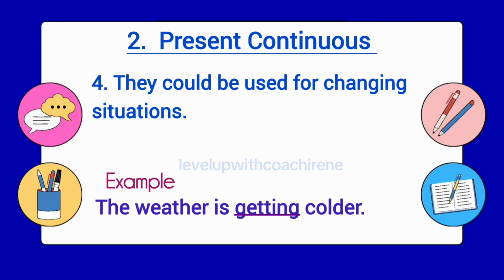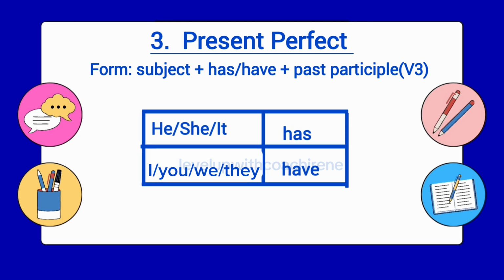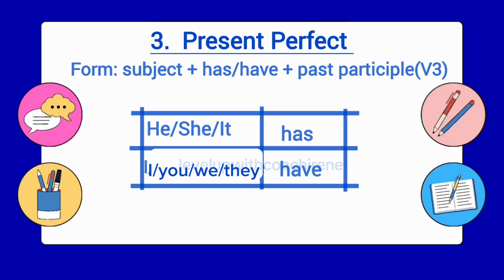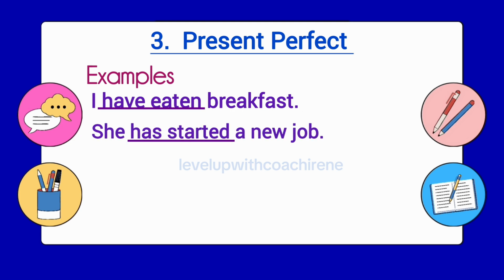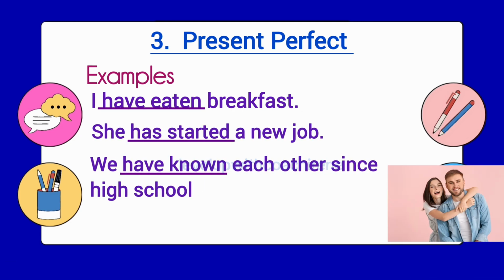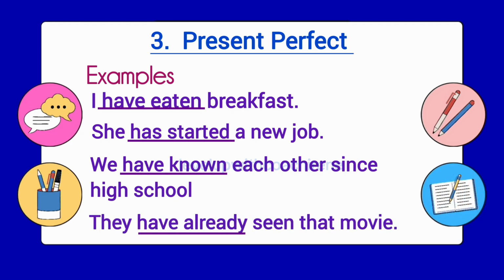Let us look at present perfect tense. They are formed with the subjects plus has or have plus past participle in V3 form of the verb. Has is used with he, she, it. Have is used with I, you, we, they. Examples: I have eaten breakfast. She has started a new job. We have known each other since high school. They have already seen that movie.